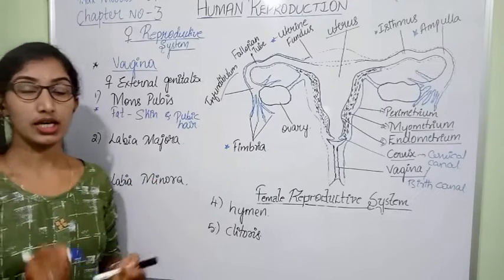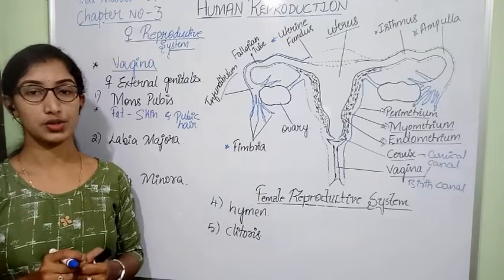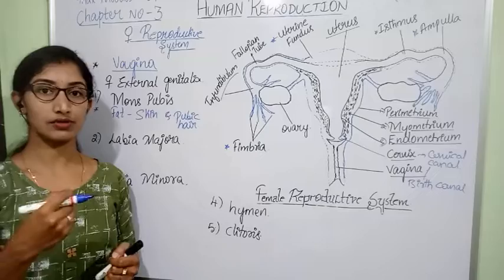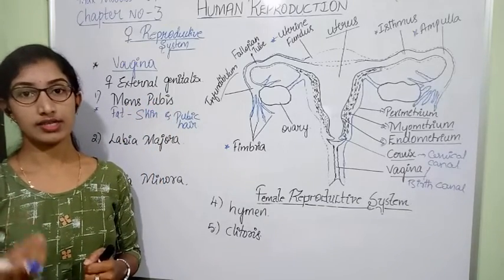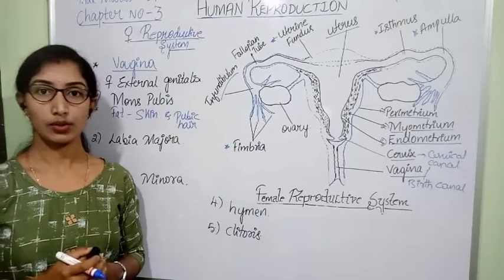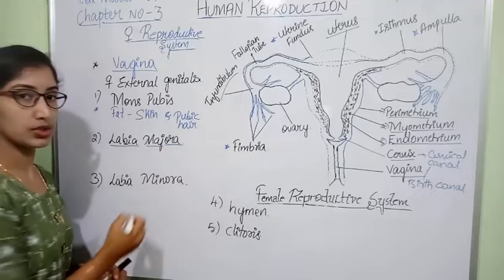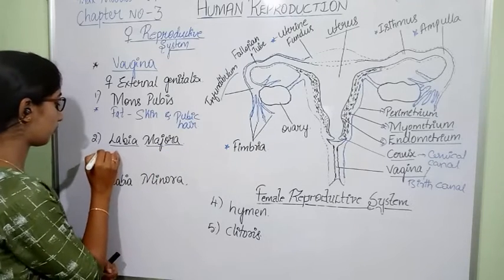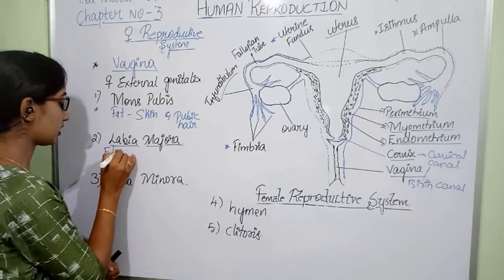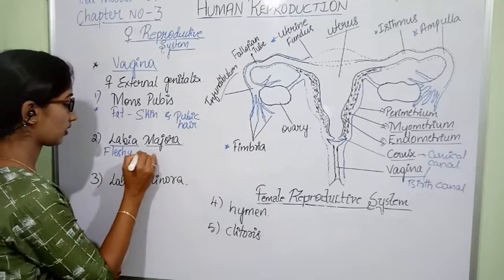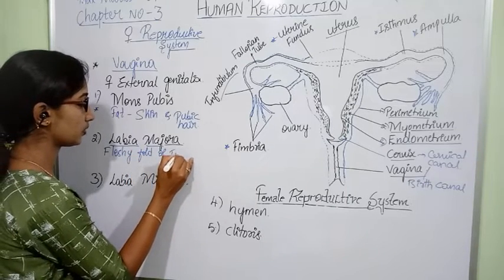And the next, second part is labia majora. Labia majora is a fatty fold of tissue which begins from the mons pubis and ends at the vaginal opening. So labia majora is a fleshy fold of tissue.